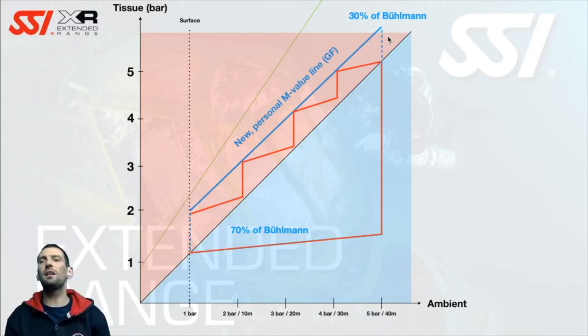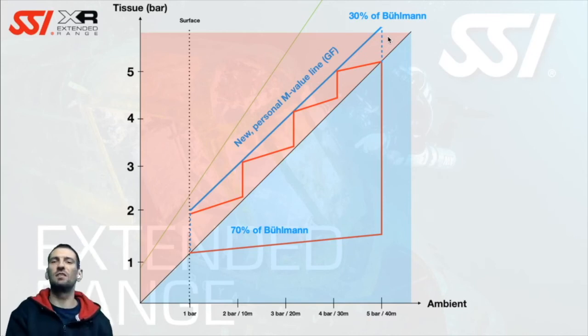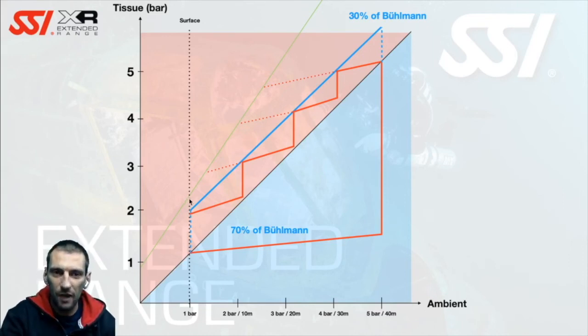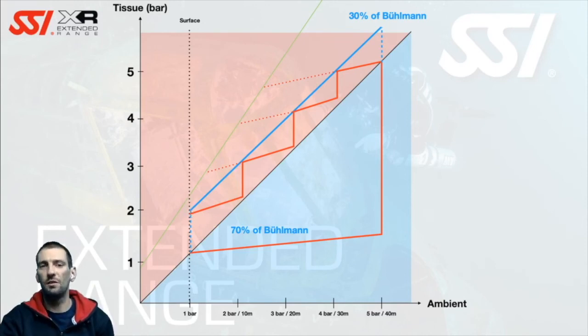So this is nothing else than a way of creating conservatism, but on a different level: on the deep part of the dive, when the fast tissues are controlling, and the shallow part of the dive, when the slow tissues are controlling. So you can imagine that everything that is the dotted red line is the safety compared to the pure Bühlmann algorithm. You can see that here on the deep part of my dive, I am far away. All this distance is my conservatism level. And here I have just a slight conservatism level. I can even do more. And here is the 70% of what Bühlmann said, because all the way up from the surface, the M-value line is 100, and this is the 70%.